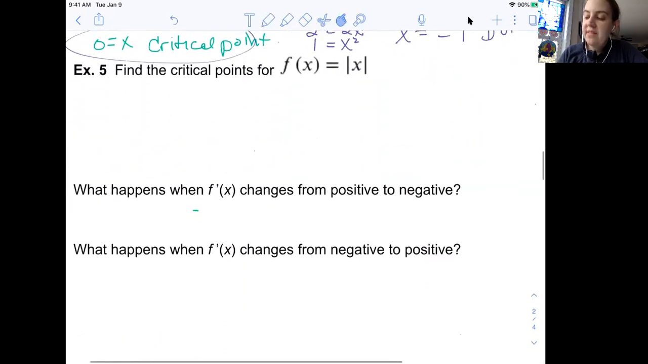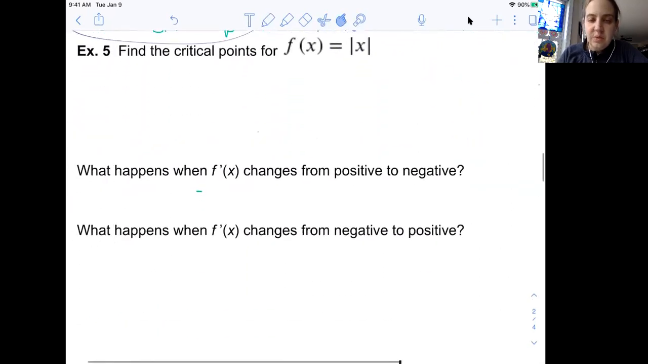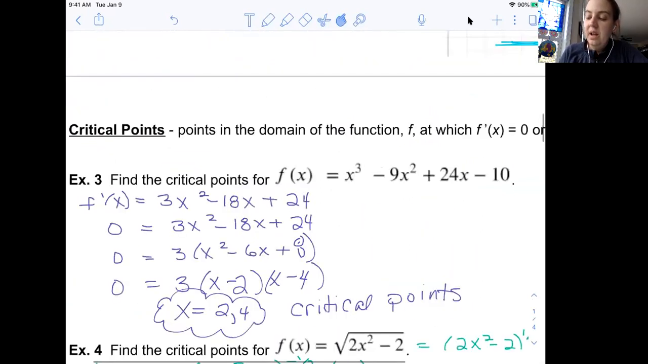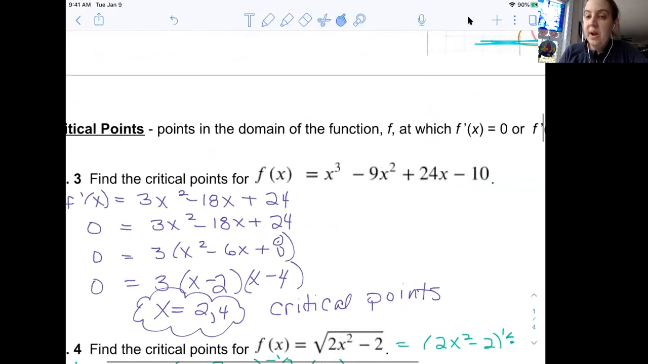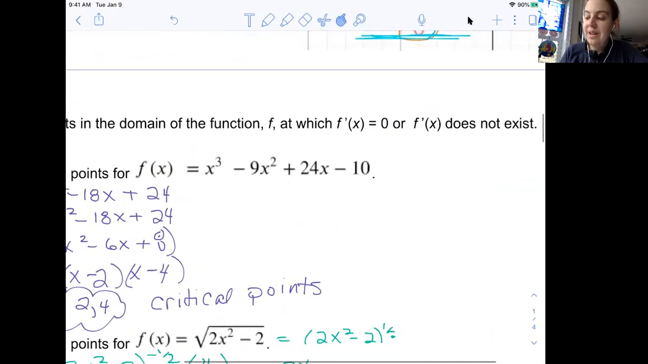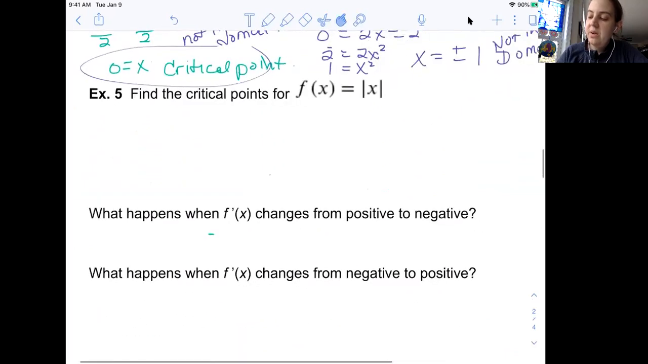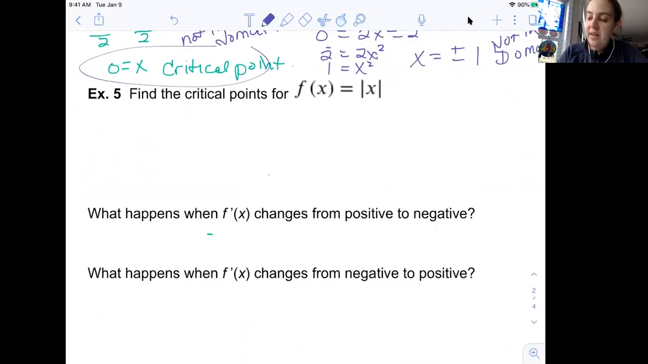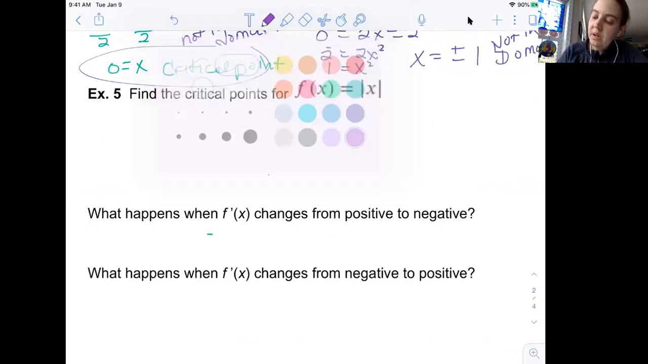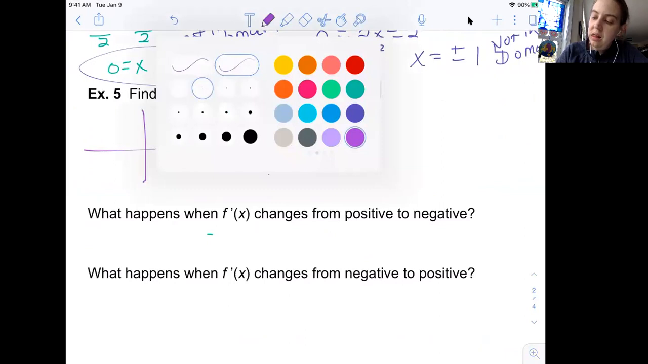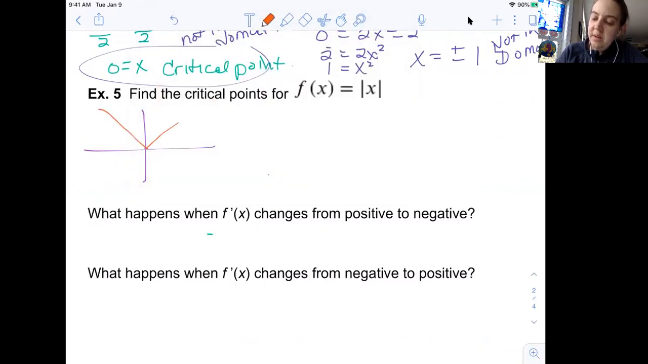Find the critical points for f of x equals the absolute value of x. This one's easiest to look at the graph. Now, if I go back up here to my definition of a critical point, they're points in the domain of the function f where the first derivative equals 0 or does not exist. Where it does not exist. So if I go back to absolute value, f of x equals the absolute value of x, that is a picture that looks something like this. That's your V shape. And if you don't remember, just pop into your calculator, that's okay.